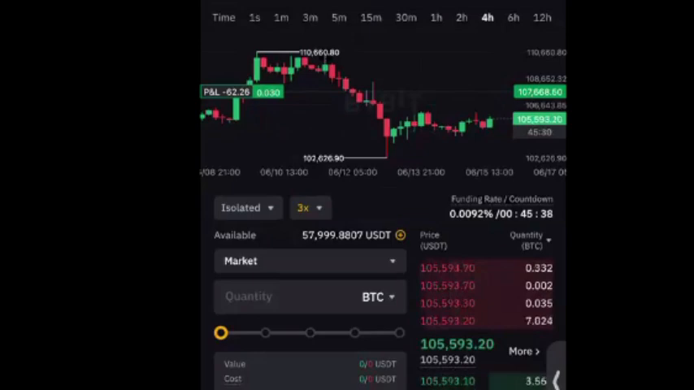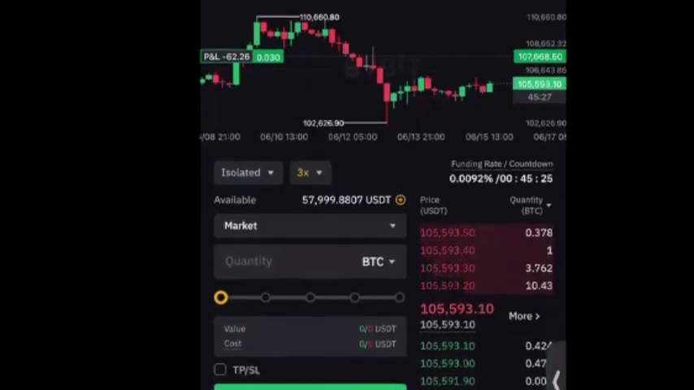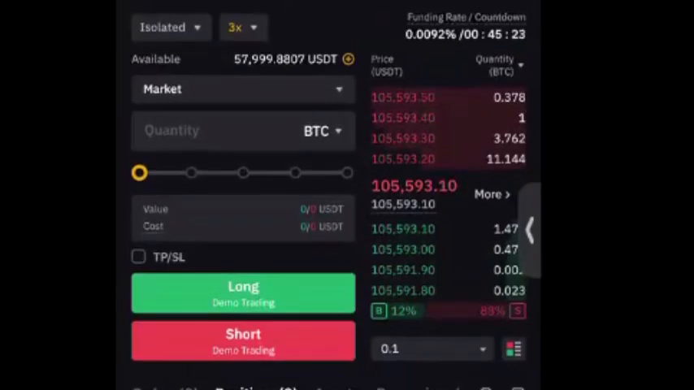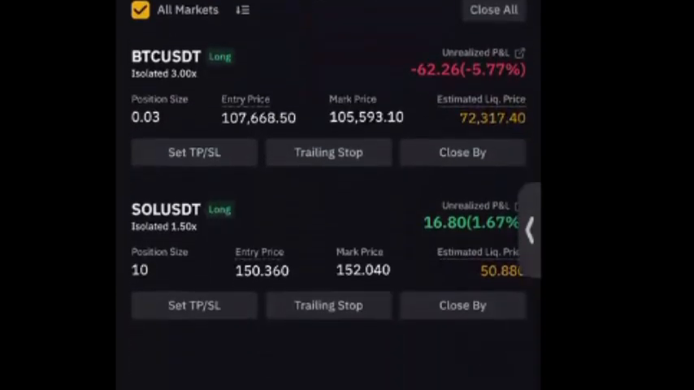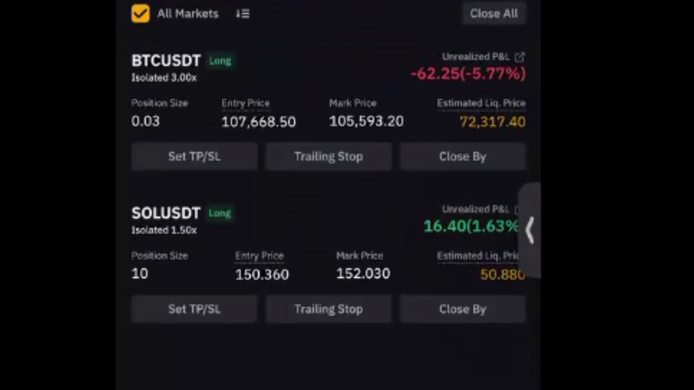So that's why we are going to leave it at isolated. Now, the first thing I'm going to do, I think I already have a live trade on Bitcoin. So I'm going to be starting with Bitcoin. Now, if we wanted to buy Bitcoin, for the purpose of this class, I'm going to add to my Bitcoin position here. But I already have a trade placed.